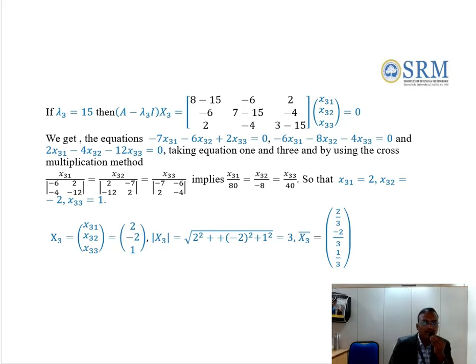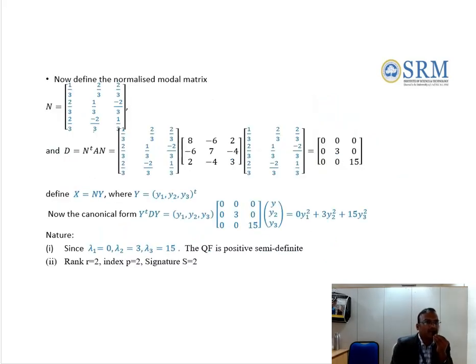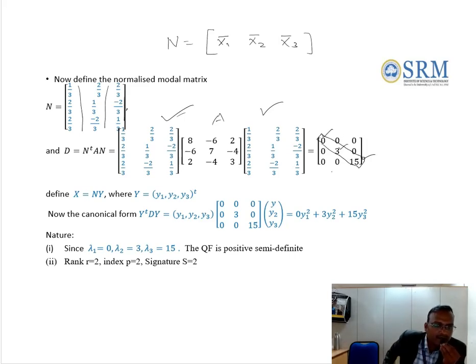Now we are ready to define the model matrix N. The model matrix capital N has first column x1 bar, second column x2 bar, and third column x3 bar. Now find the transpose. Luckily, this matrix A is symmetric, so N transpose equal to N. Therefore we have this N transpose, this is your A and this is your N. If you multiply these matrices, you will get the eigenvalues in the diagonal and the other elements will be 0. The first element is 0, the second element is 3, the third element is 15, and all other elements are 0. This is your diagonal matrix.